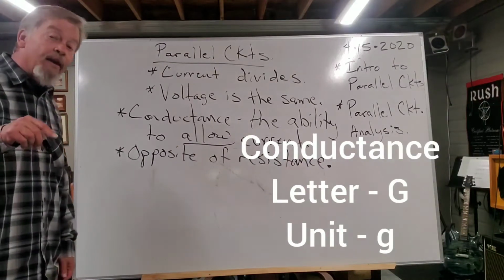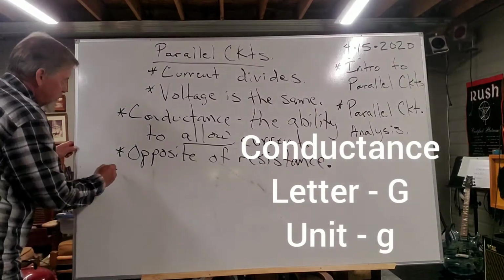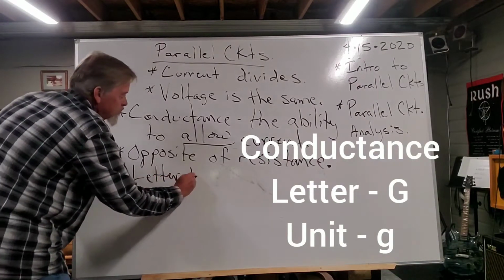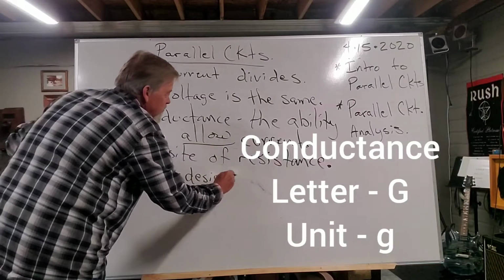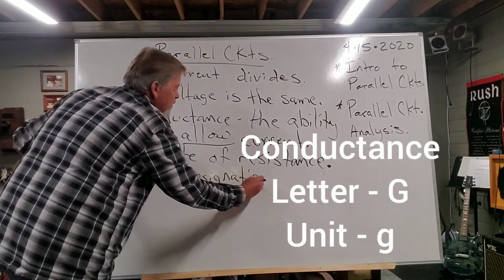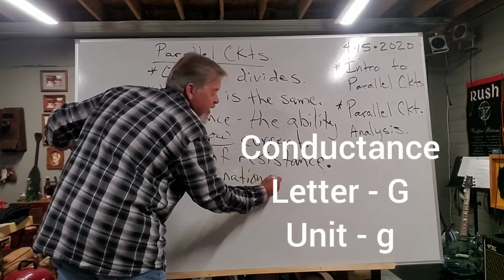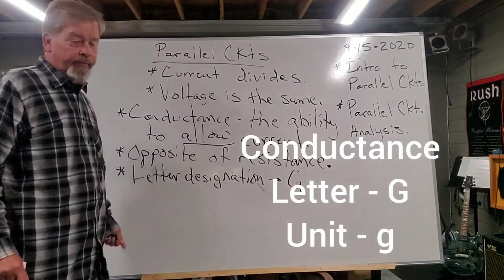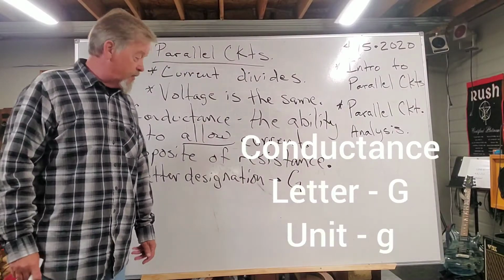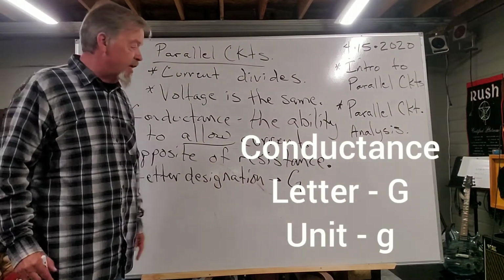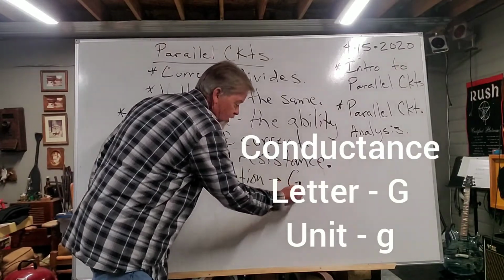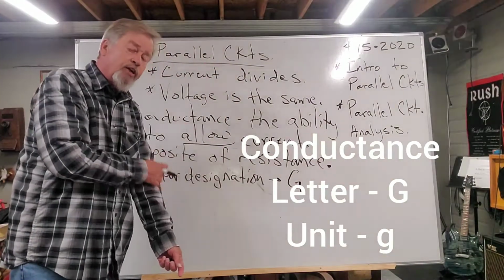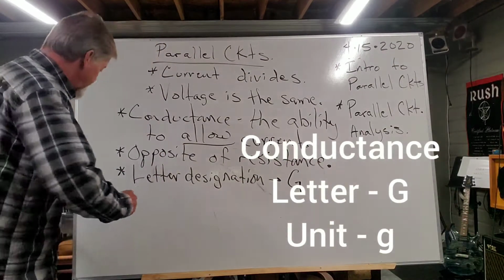Conductance has a letter designation. And the letter designation for conductance is G. I don't know where they get this stuff, but the letter designation for conductance is G. And the unit of measure for conductance is the Siemens.